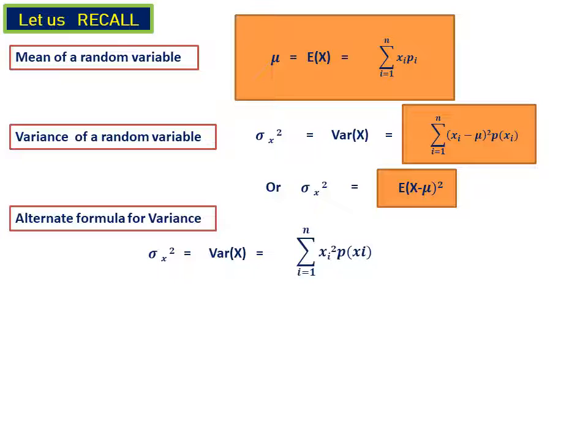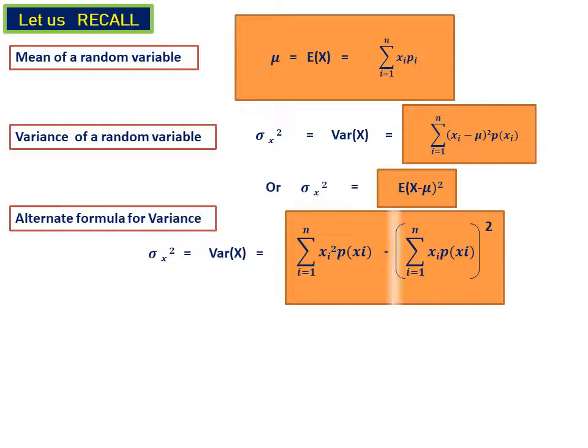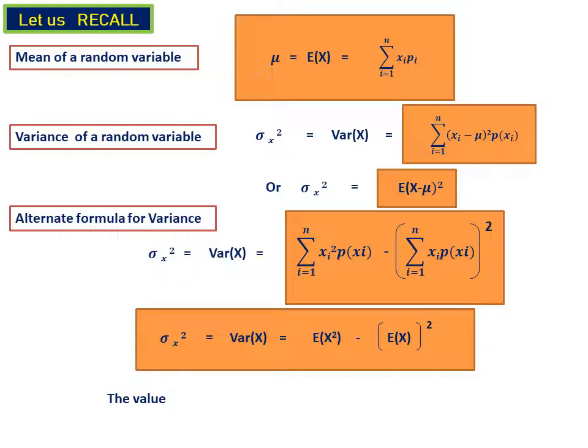Variance x equal to sigma xi square p xi, i from 1 to n, then minus sigma xi pi, then its square. So this is the formula. And you can also remember it like this: E of x square minus E of x the whole square. And the last one is standard deviation, which is nothing but square root of the variance. Sigma x square means variance, sigma x means standard deviation. So these are the things we studied.